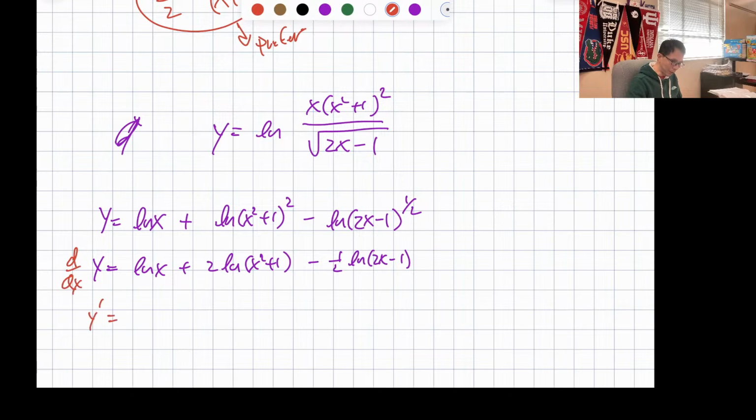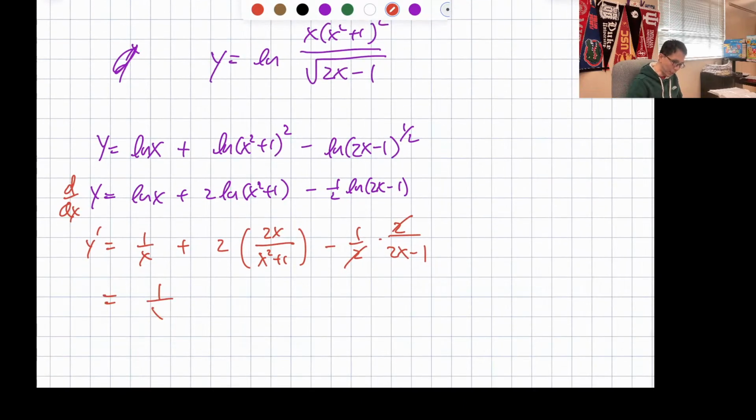So that's going to be y prime equal to 1 over x plus 2 times 2x over x squared plus 1 minus 1/2 times 2 over 2x minus 1. 2 can cancel out. So that's equal to 1 over x plus 4x over x squared plus 1 minus 1 over 2x minus 1. Do you guys understand or no? Lena, do you understand? Which part you don't understand? How do you do the derivative partially?